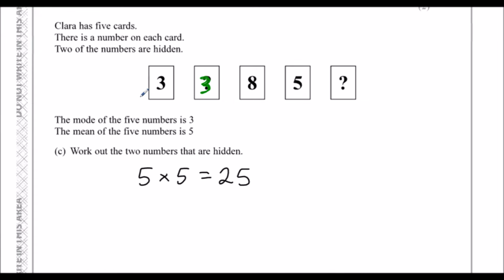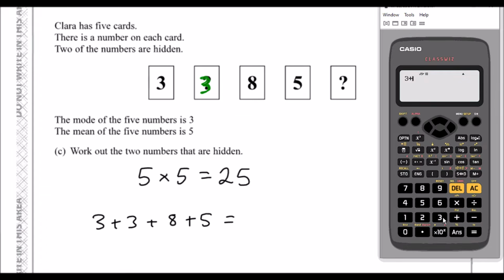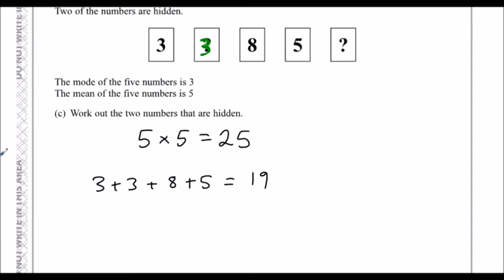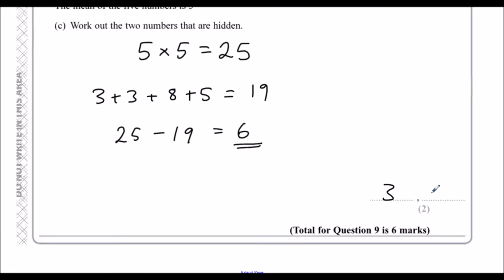At the moment, we've got 3, 3, 8, and 5. So what does that add up to? We'll type it in the calculator and we get 19. So what's left? 25 take away 19, which is 6. So the other number must be a 6. So now we've got a mode of 3 and a mean of 5. So the missing numbers are 3 and 6.